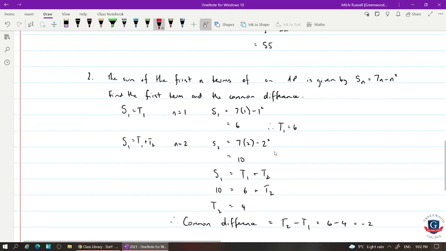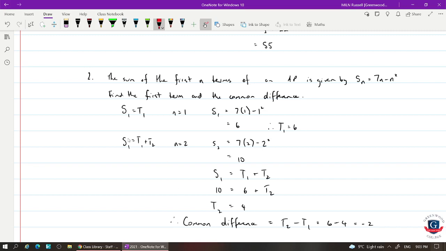But what if someone threw a curveball and gave us a problem that wasn't so straightforward? Suppose the sum of the first n terms of an AP is given by S_n equals 7n minus n squared. That's not like any formula that we're used to. Can we use that to find the first term and the common difference? Yes, we can, because we know some features of a series. The first feature is that S1 will be T1, even in a series. And if we find the second term, we can use that to find the common difference.